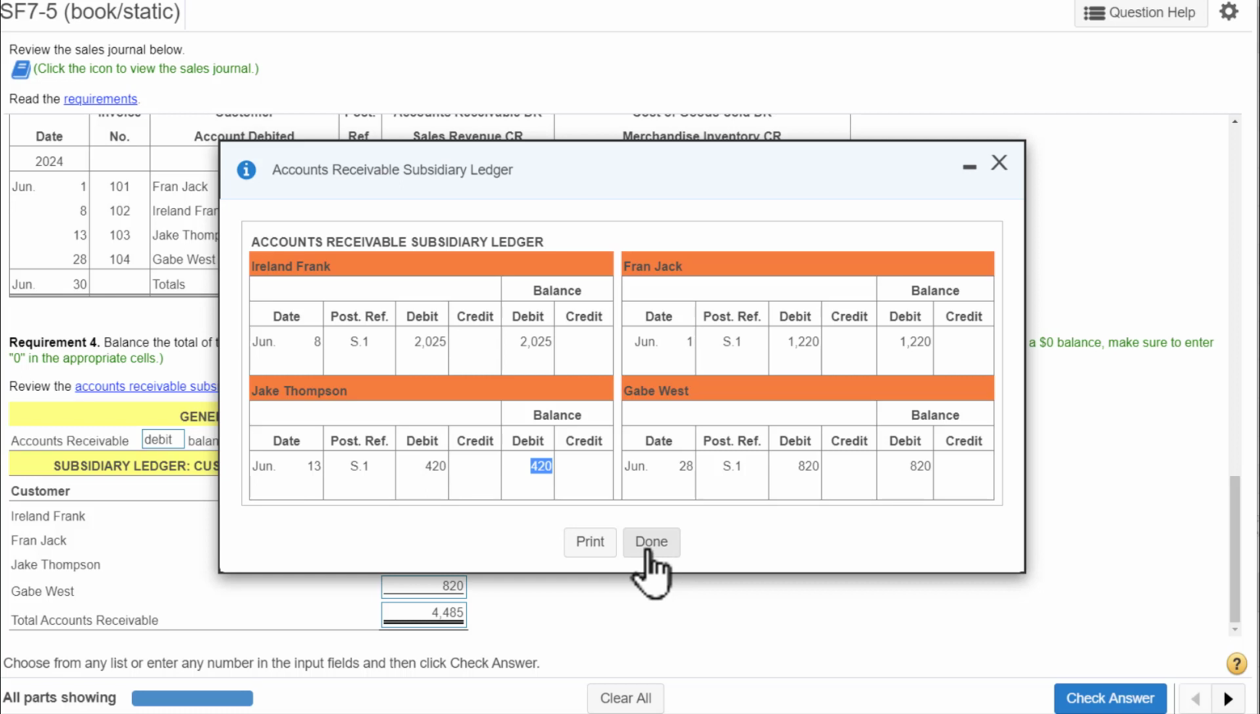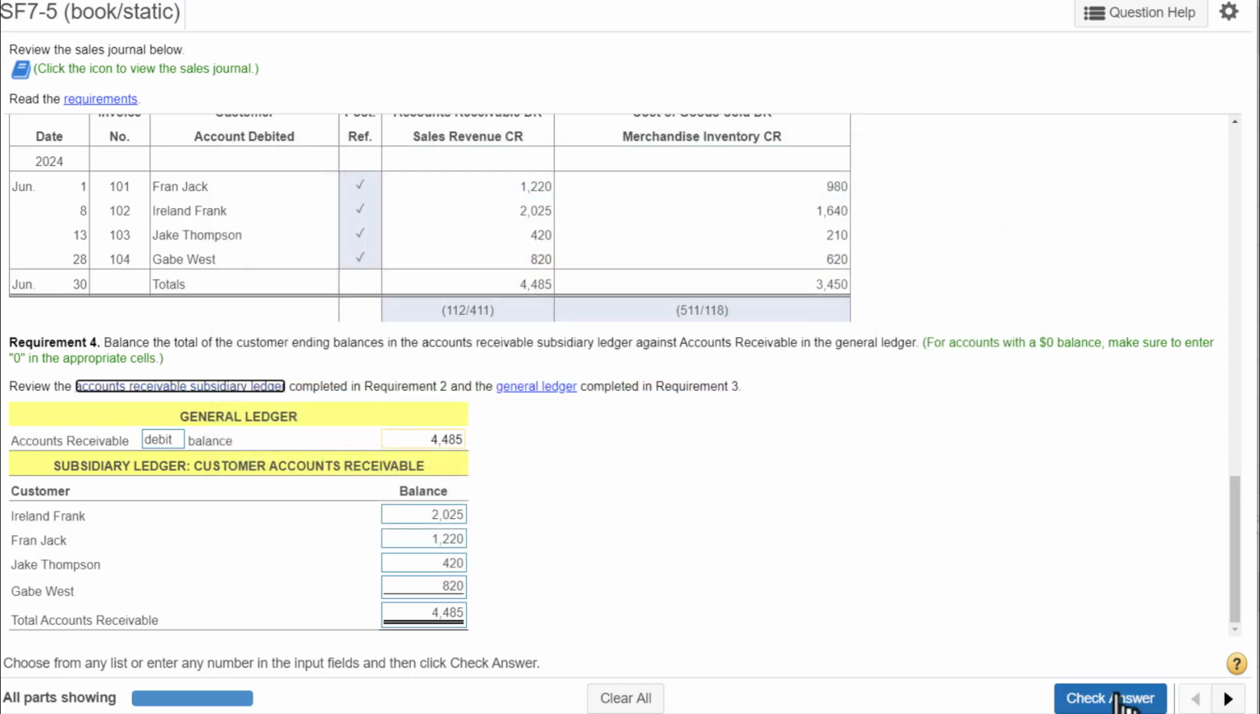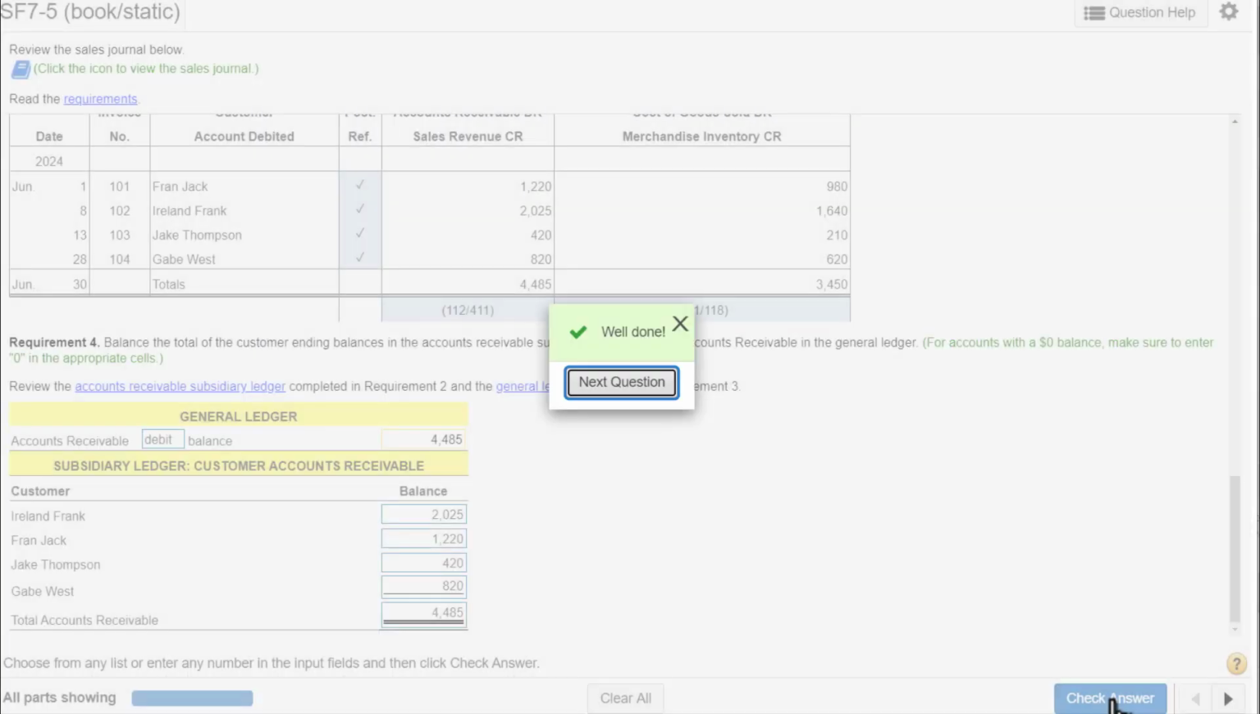So when a customer calls us and says, if Gabe West calls us and says, I want to pay you off, how much do I owe you? You go to the subledger and you'd say 820. Check our answer, and that's it.